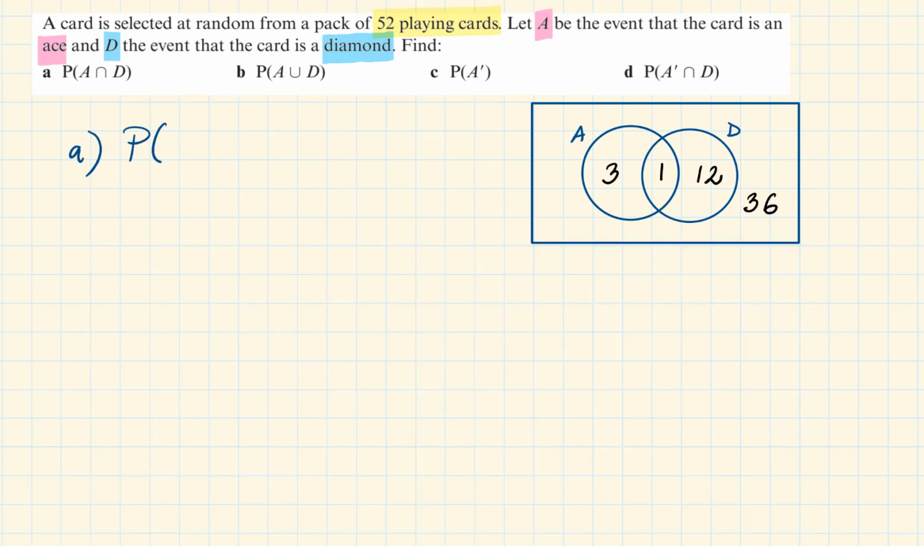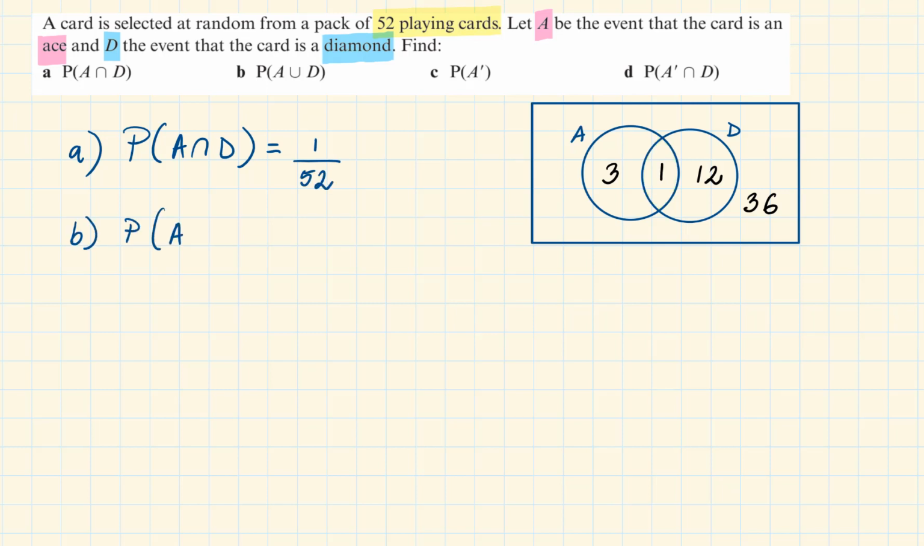The probability of A intersection D, the probability of A and D, or in other words, what is the probability that when we draw a card from this pack of cards, the card will be an ace of diamonds? This is 1 out of 52.